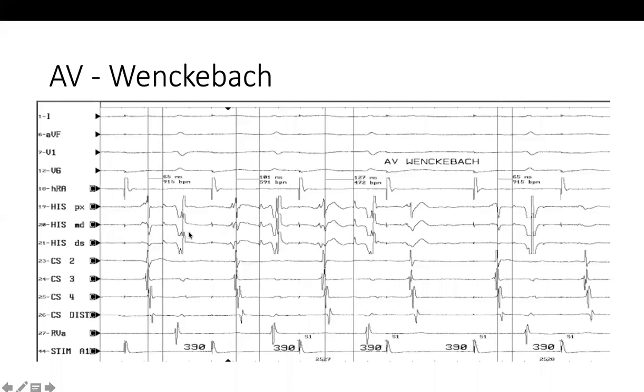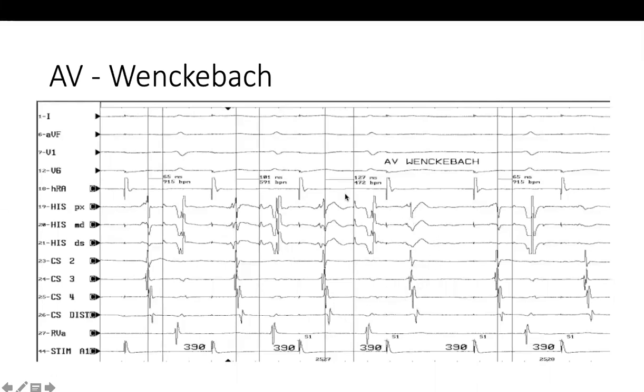The PR interval is prolonging, and some labs use the AH interval rather than the AV interval. But let us take this as the AH interval. AH is 65, AH interval is 101 milliseconds, AH is 127 milliseconds, then there is a block here. So that's what we call the Wenckebach phenomenon.